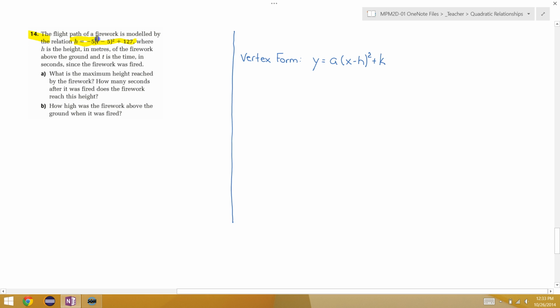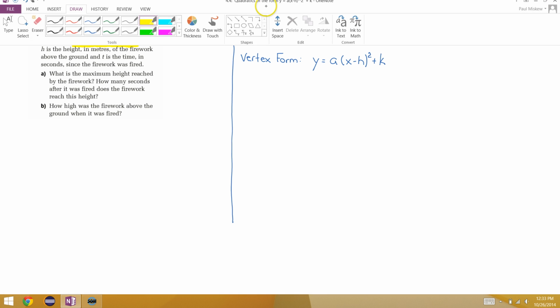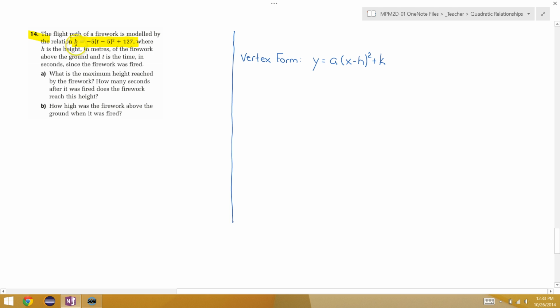What I notice right away is the height of this firework is modeled using a quadratic. Specifically, it's modeled using a quadratic given to us in what's called vertex form. So over here, I have a little bit of theory I'm going to write down about vertex form. Just like when you're working with linear relationships, if you have the form y = mx + b, you know the slope and the y-intercept. If you have a quadratic in vertex form, you know some information about that quadratic.